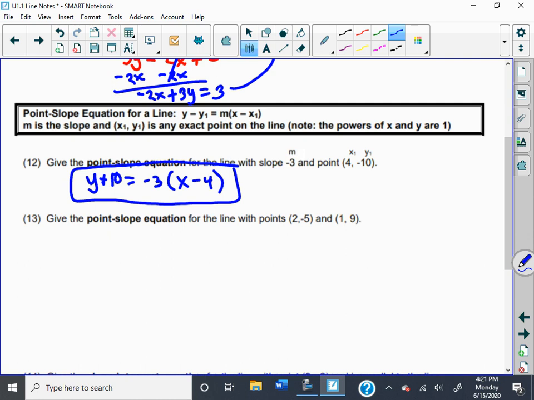All right, 13, give the point slope equation for the line that has these 2 points. So again, if you look at what you need to find, the slope. They don't give you the slope in this problem, like number 12. In 13, they just give you 2 points. So we have to first find the slope, and so we have a formula to find the slope.